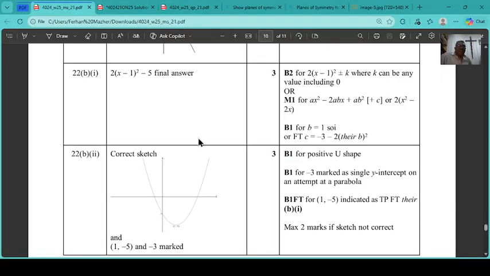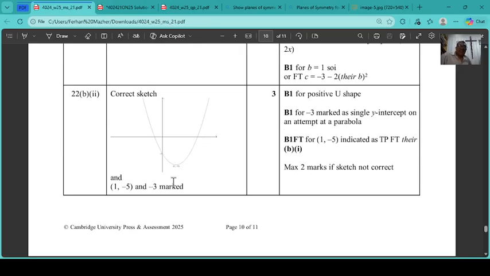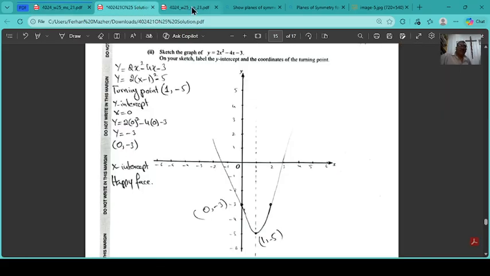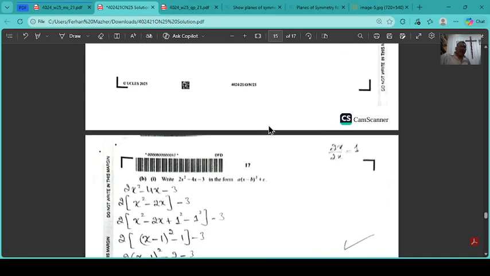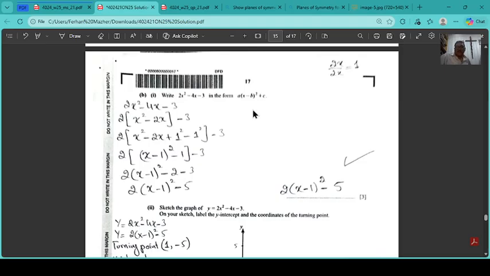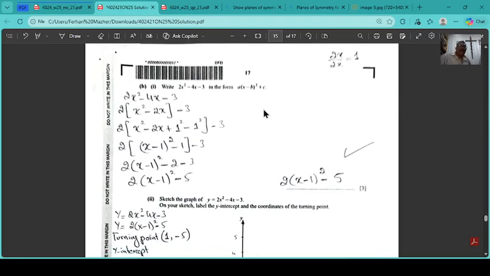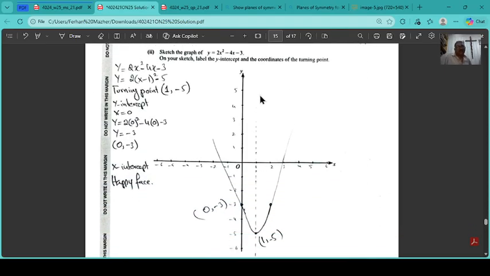Okay, so on your screen, the question number 22, B, second part, is showing up. So we are done with the question number 22. I hope you understand. Let me show you the question number. When I took the photo, it's not very clear. Sorry for that, but we are done with it.